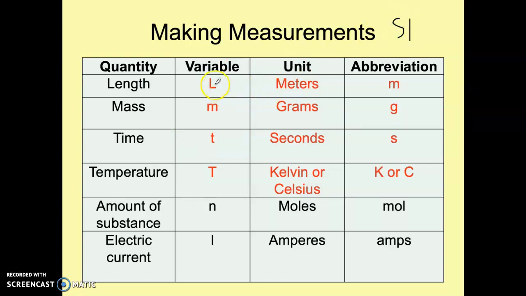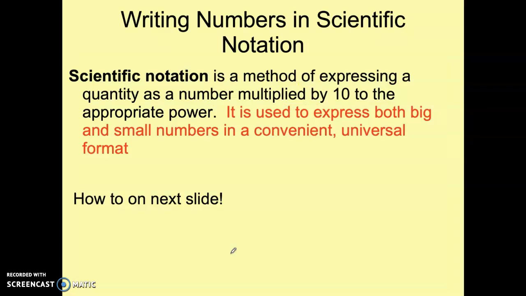Length variable is the L you'll see in the equation. It's meters, or lowercase m. Mass, lowercase m, is grams, or g. Okay, temperature is T. It's Kelvin or Celsius. So it's Kelvin, or to note it, degrees Celsius there. And substance and current are things you'll see in the future. Moles is the biggest one you'll see in the future as well. So copy that down, pause the video. I'm moving on because I've got time.